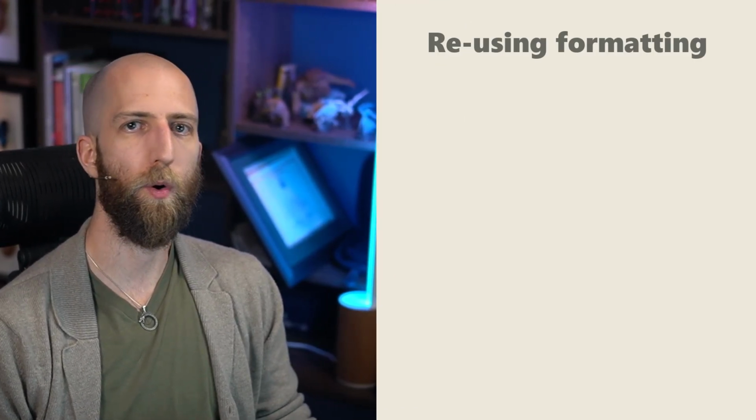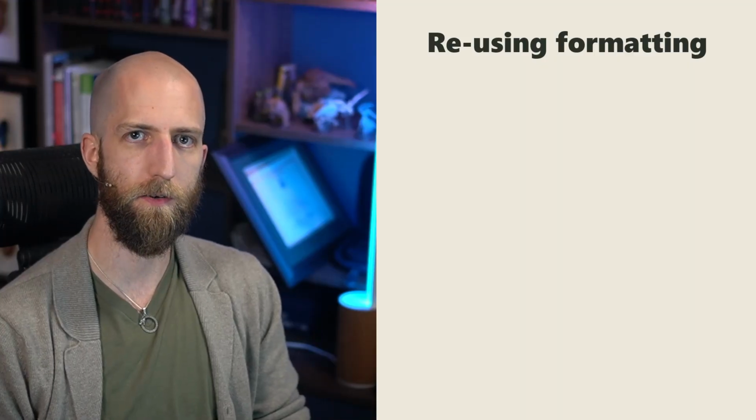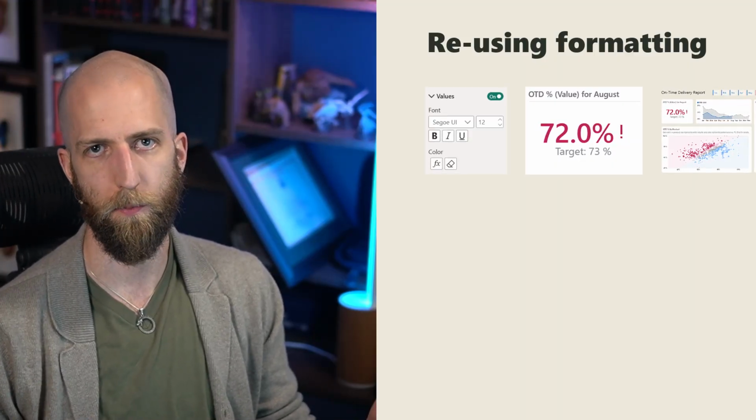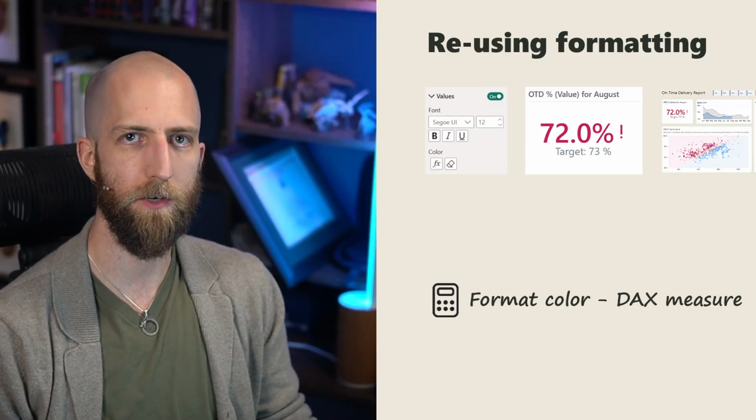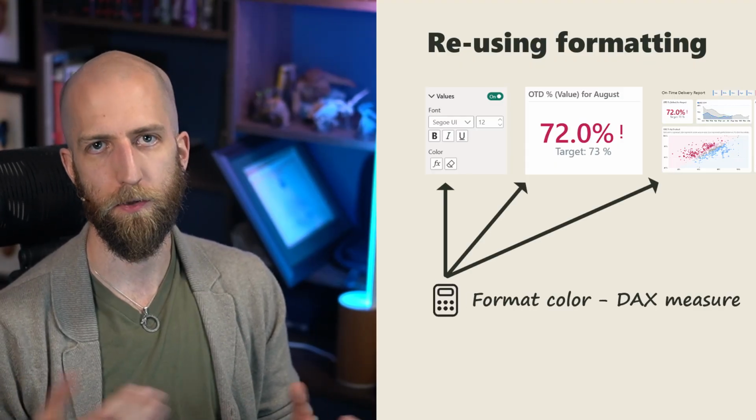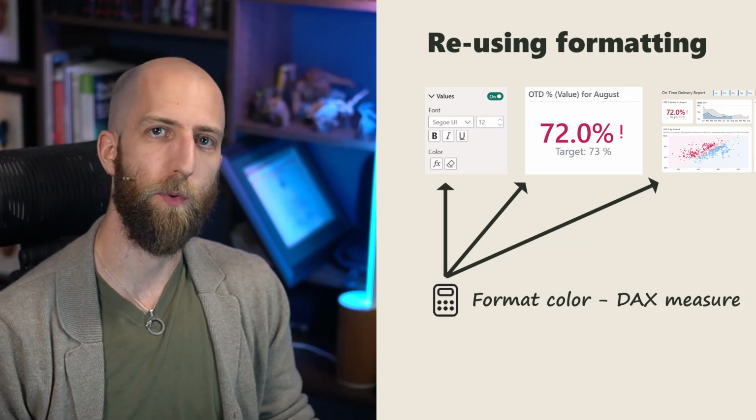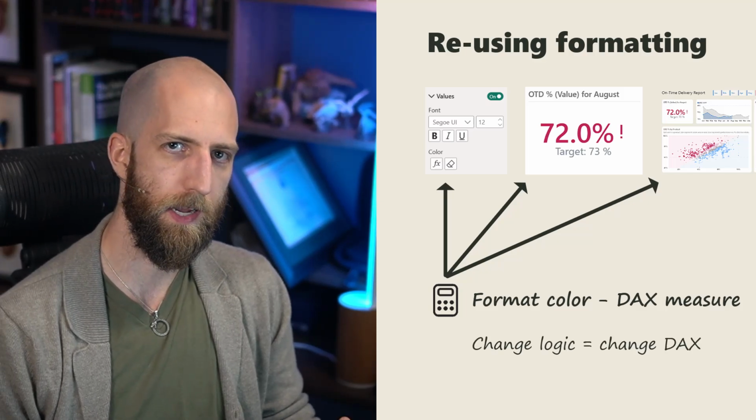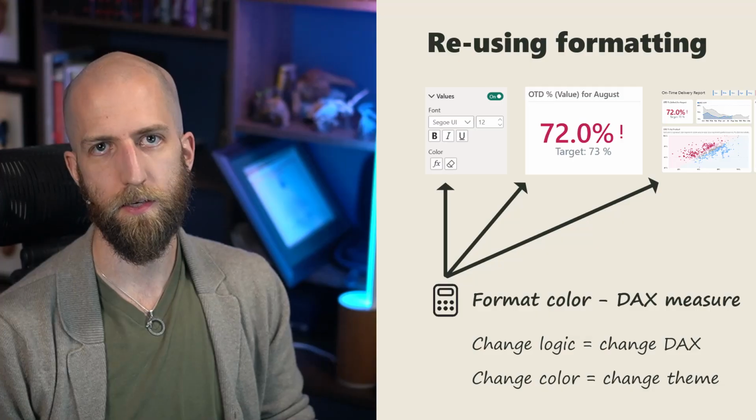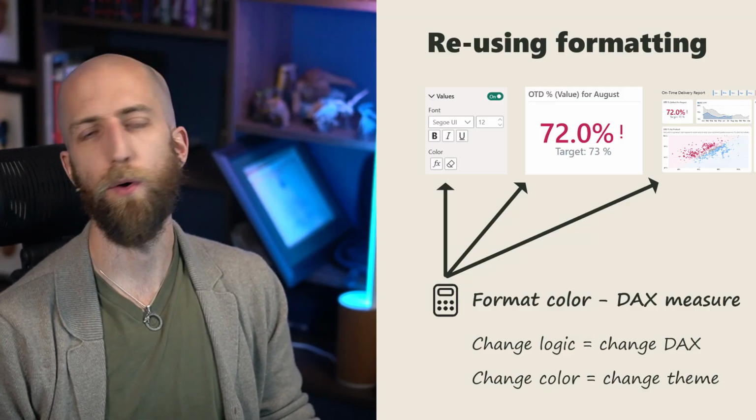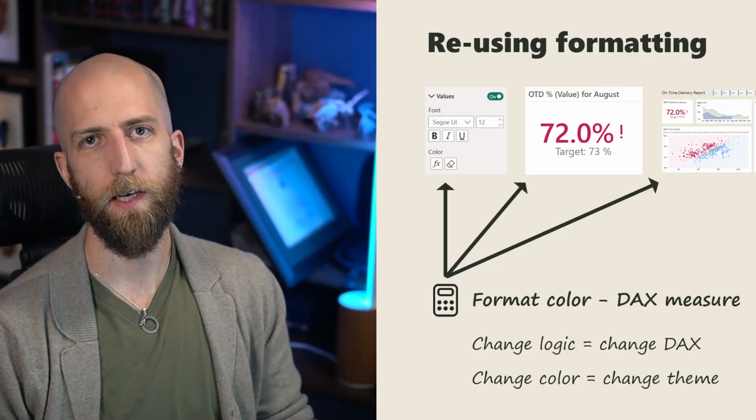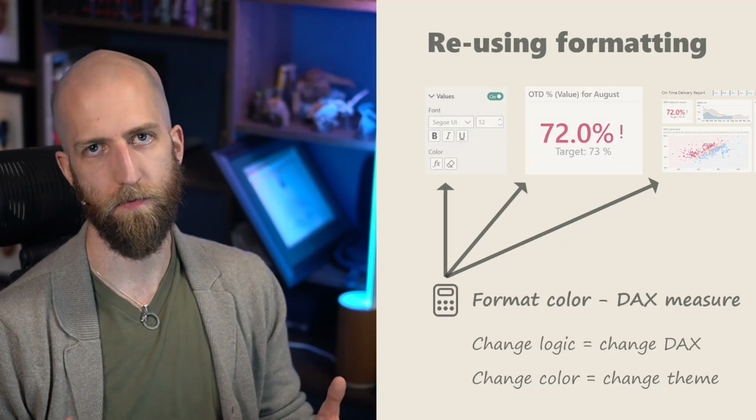If you have a whole bunch of conditional formatting that you need to do in different properties and visuals and report pages, it is way easier if you specify this in a measure and then use that measure in multiple places. That way, if you want to change the logic, you change the DAX. If you want to change the colors, then you change the theme. That keeps it pretty simple, and it saves you a whole bunch of time rather than clicking through the formatting pane for all those different visuals.